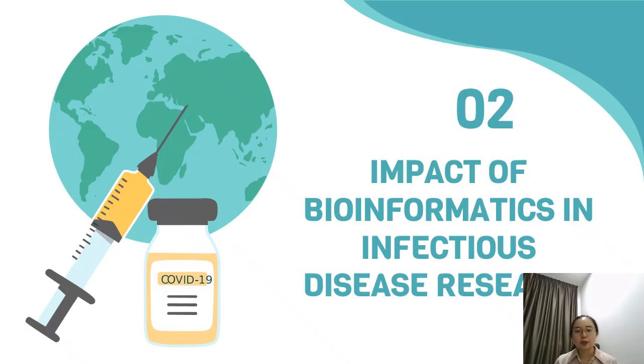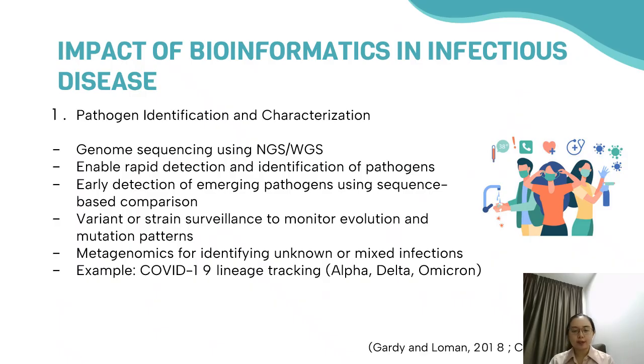Next, we will look into the impact of bioinformatics in infectious disease research. Pathogen identification and characterization is one of the most important roles of bioinformatics in infectious disease. Using genome sequencing such as next-generation sequencing, NGS, or whole genome sequencing, WGS, we can rapidly detect and identify the pathogens with high accuracy. Sequence-based comparison also allows early detection of emerging pathogens.